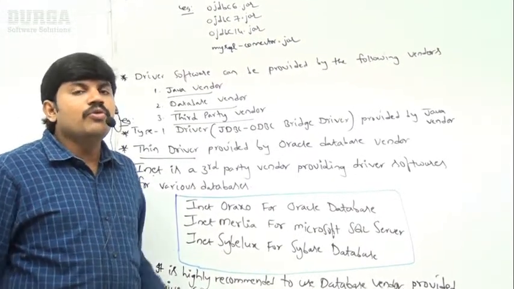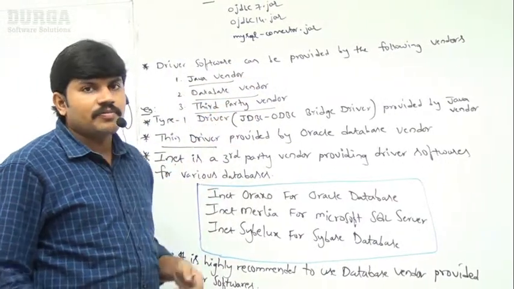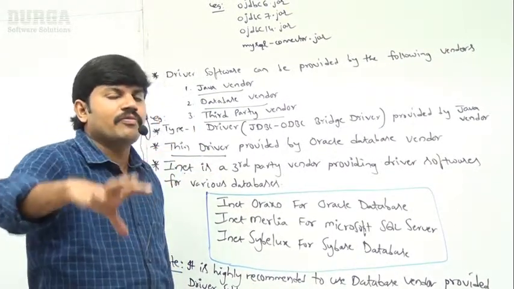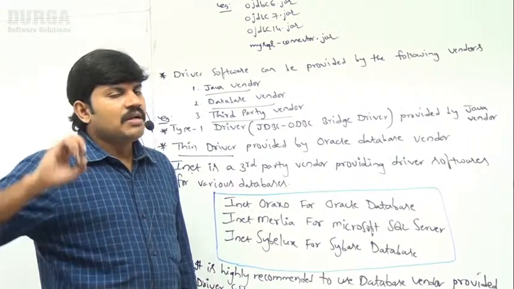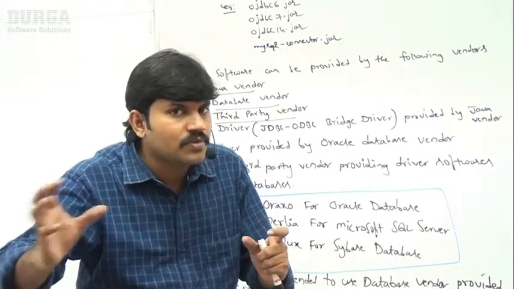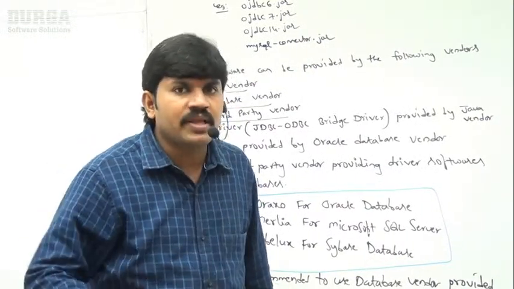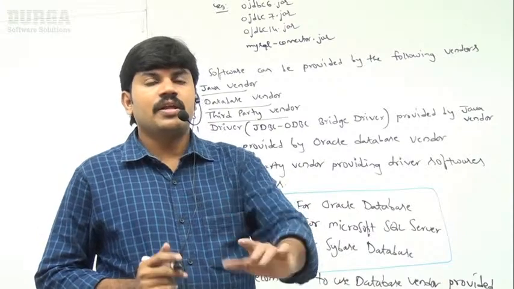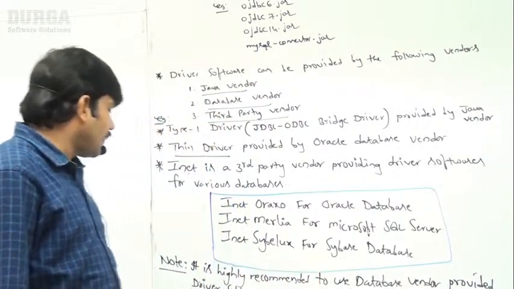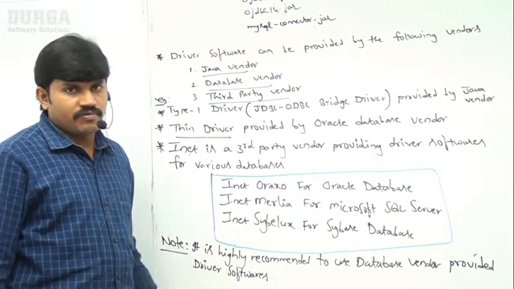So how many are providing driver softwares? Multiple: Java vendor, database vendor, and third party vendor. But among all, which vendor provided driver softwares are recommended to use? Remember that it is highly recommended to use database vendor provided driver softwares. More compatibility with the database will be there. So if the database vendor is unable to provide, then only we need to think about third party vendor. Highly recommended to use database vendor provided driver softwares. Clear for all of you?